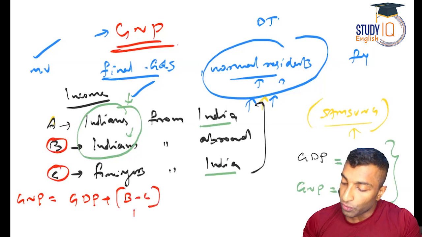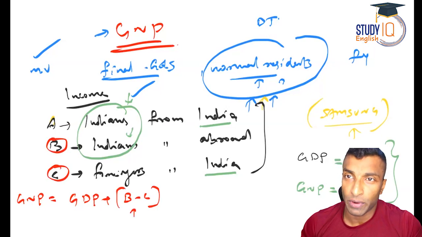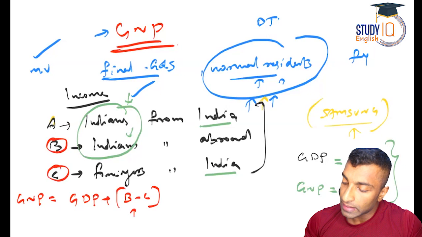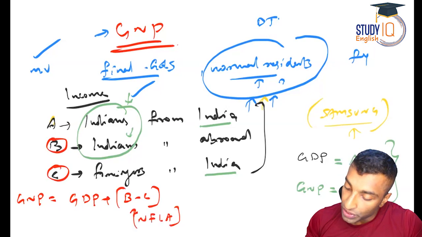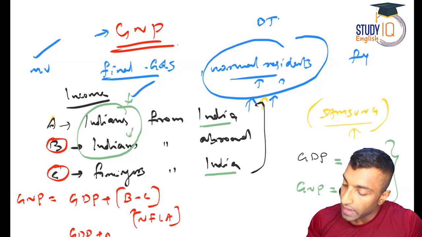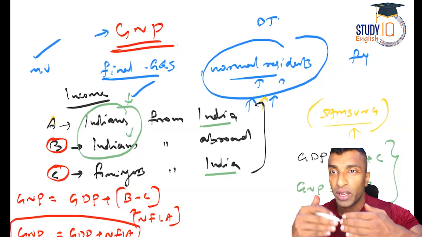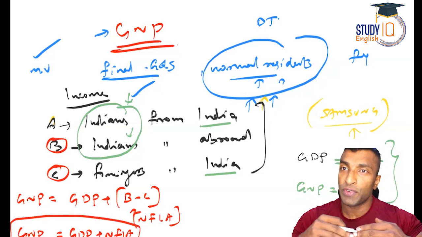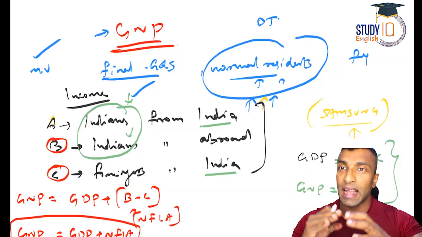Now this is what you can consider as net factor income from abroad. So B minus C is net factor income from abroad. I'll write it as NFIA. So GDP plus NFIA is your GNP. What is net factor income from abroad? Whatever is earned by foreigners from India and whatever Indians earn from abroad, take the difference, add that.